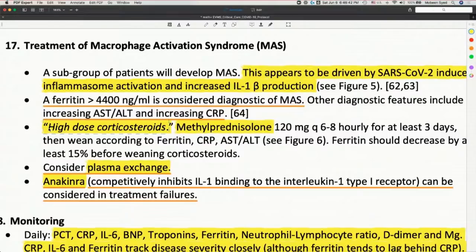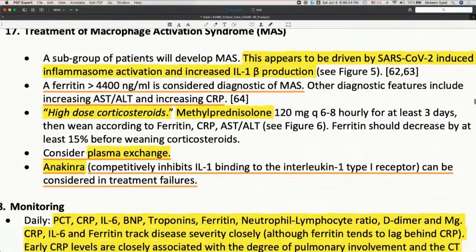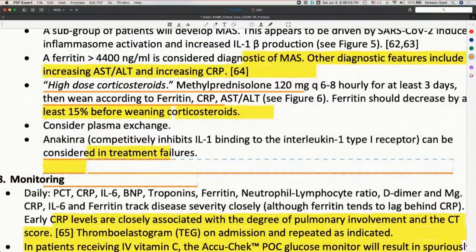Once again, look how they're handling high-dose corticosteroids. What are they doing here? 120 milligrams every 6 to 8 hours for at least 3 days. Then, according to the ferritin, they would adjust it. Then consider plasma exchange. Then consider Anakinra, which is an IL-1 binding blocker. What it does is it inhibits IL-1 binding to the interleukin-1 type receptors. So it is an IL-1 receptor blocker.